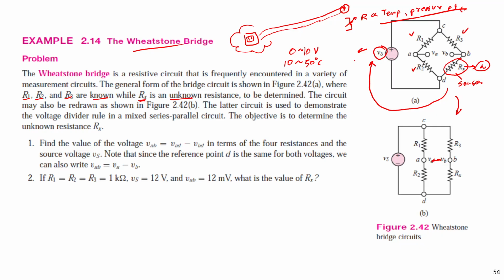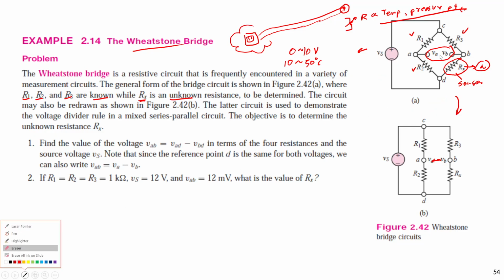Sorry, the changing voltage is not VS, but VAB. VAB is the changing one. This is the source voltage. When the value of the resistance changes, we measure VAB here, and it changes. If Rx changes, the voltage between A and B will change. Here is a circuit that we can use for analysis.